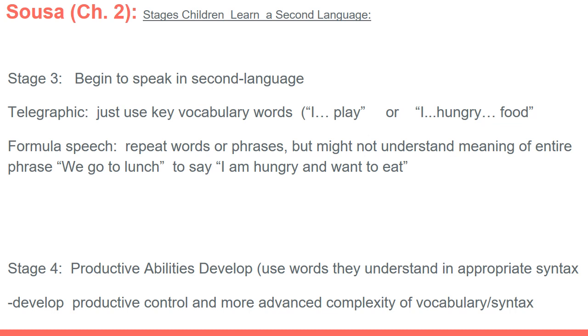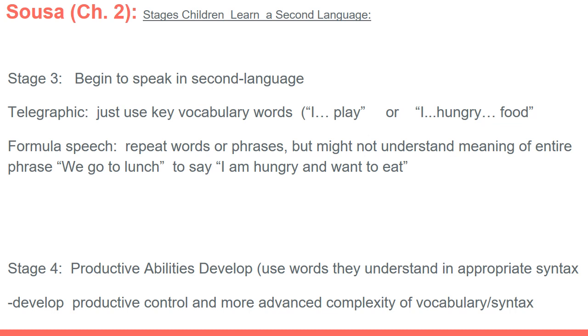They might also use common repeated words or phrases. So they might just repeat a whole phrase, but not necessarily know the whole meaning of it. So they might repeat, we go to lunch, but really what they're trying to say is, I'm hungry and want to eat. But they've seen go to lunch be a repeated term over and over where they physically go to lunch and eat. So they use that as a way to say, I am hungry and want to eat. So once again, they might repeat phrases and not totally understand the whole meaning of it.